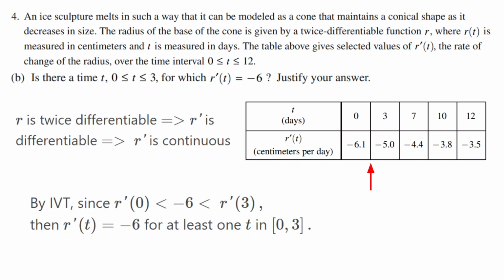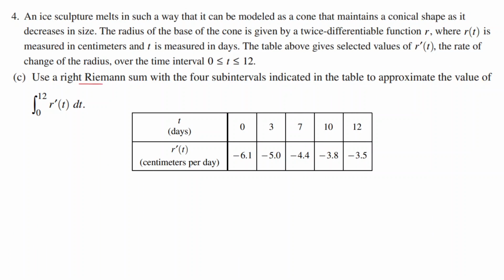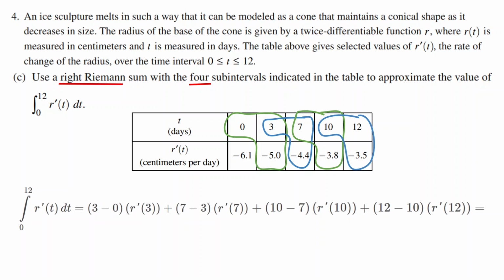Next, let's take a look at part C. Use a right Riemann sum with 4 subintervals indicated in the table to approximate the value of the integral from 0 to 12 of r prime of t dt. A right Riemann sum with 4 subintervals. So we need to use 3 minus 0 times r prime of 3, plus 7 minus 3 times r prime of 7, plus 10 minus 7 times r prime of 10, plus 12 minus 10 times r prime of 12.